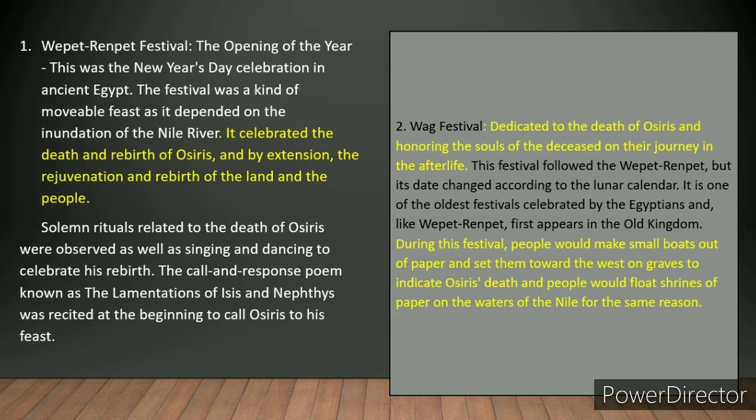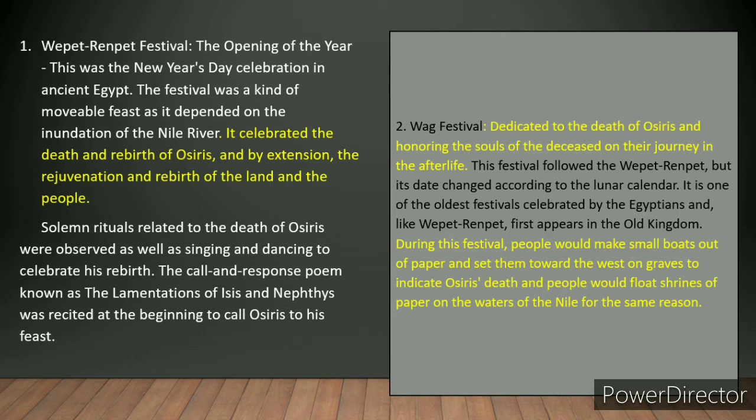Feasting and drinking were a part of this festival, and the celebration would last for days. The length varied depending on the time period. Solemn rituals related to the death of Osiris were observed, as well as singing and dancing to celebrate his rebirth. The call and response poem known as the Lamentations of Isis and Nephthys was recited at the beginning to call Osiris to his feast. The second one is the Wag Festival.